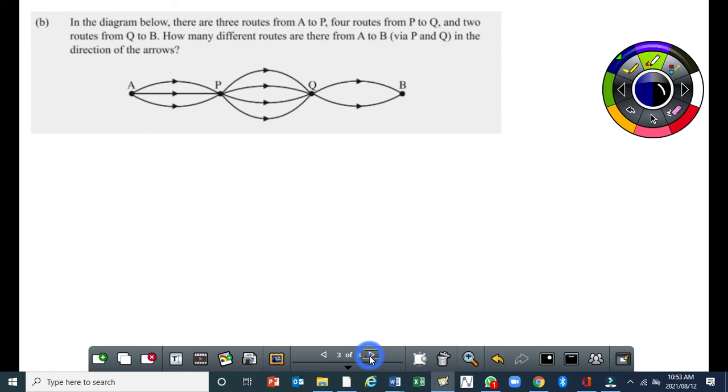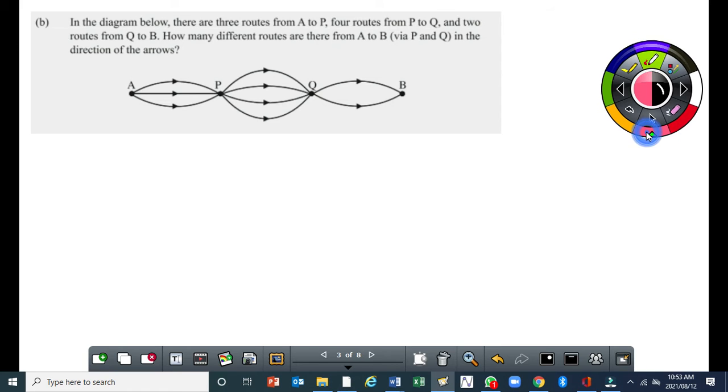Right, the next example. Now, the question is more or less the same. It's just the use of the counting principle. That's all. So don't be negative. The question says, in the diagram below, there are 3 routes from A to P, 4 routes from P to Q, and 2 routes from Q to B. How many different routes are there from A to B via P and Q, in the direction of the arrows?